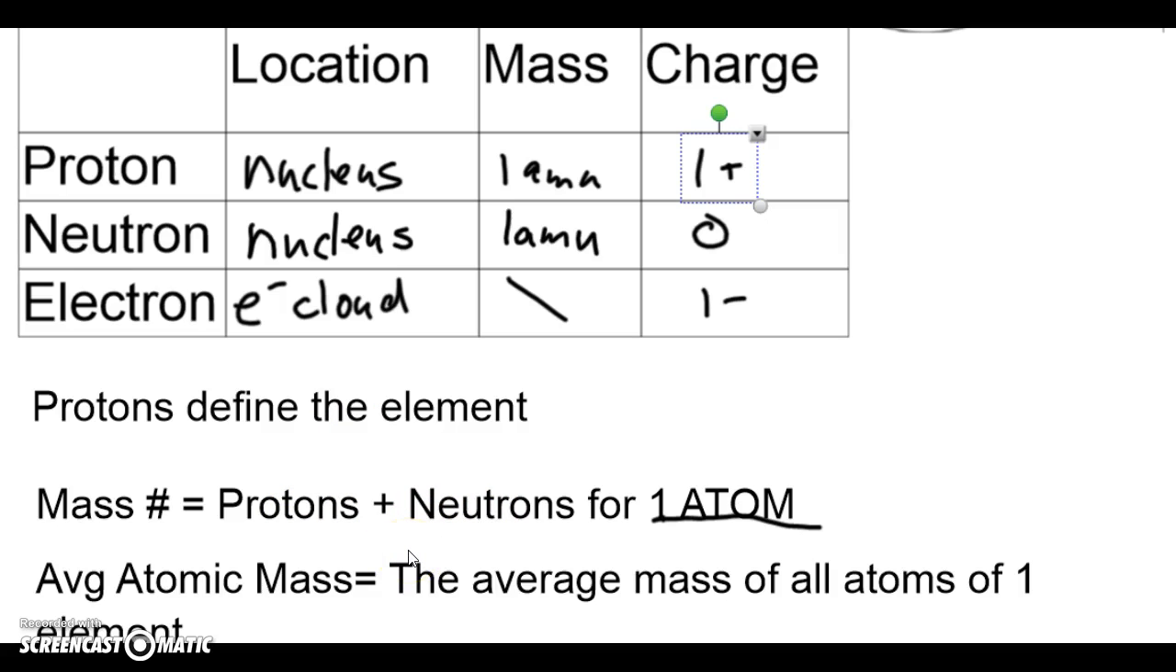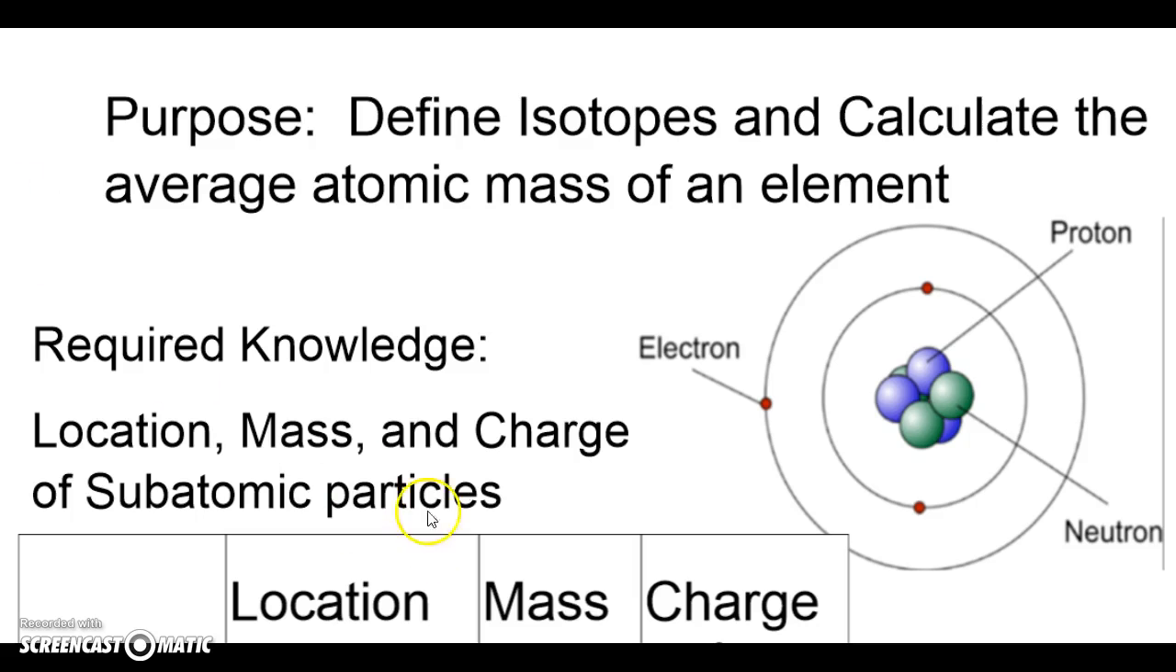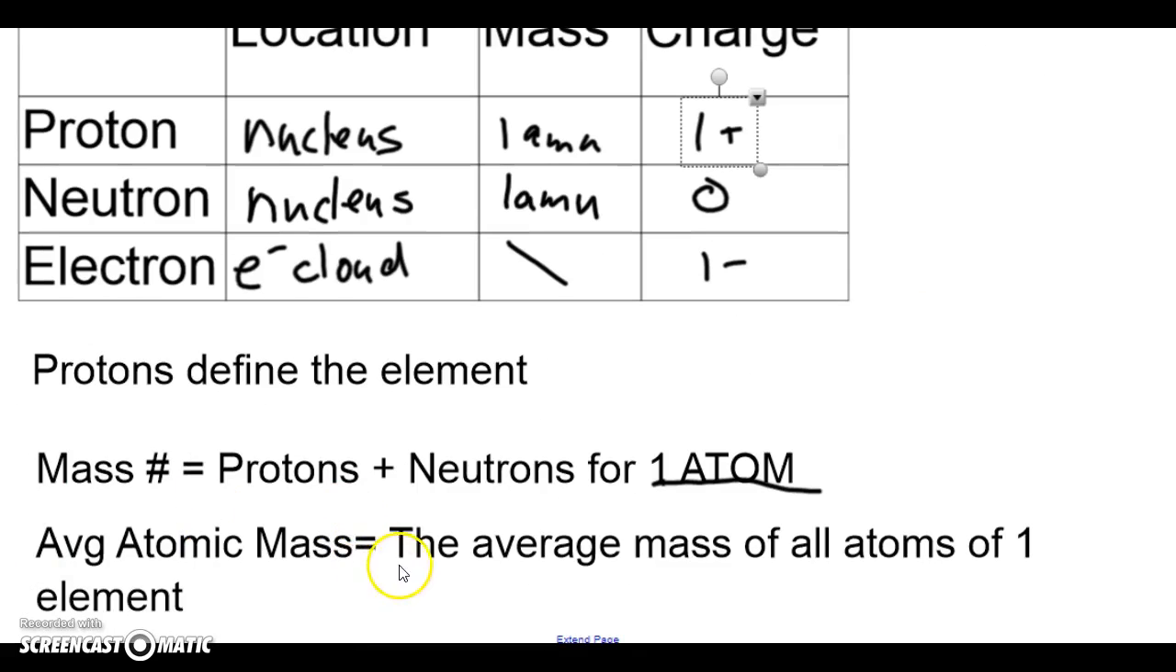So atoms of the same element can have different mass numbers, which is why we have average atomic masses on the periodic table that are these weird decimals. So what they're looking at is the average mass of all the atoms of one element in the world. So if you looked at all the magnesium atoms in the world and you took into account how much each one weighed and then got an average, you'd have the average atomic mass.